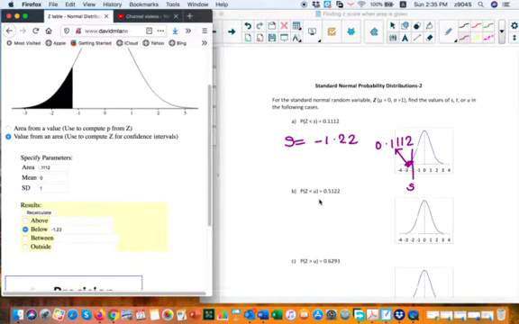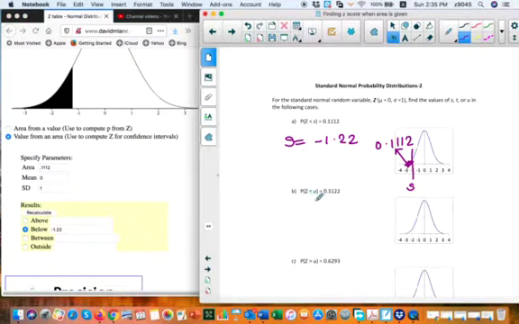Now going back to question number 2. Our aim is to find the value of u, so that probability of z less than u is equal to 0.5122. 0.5122 is slightly closer to 0.5. So our aim is to find that value of z which is equal to u, so that the area is 0.5122.